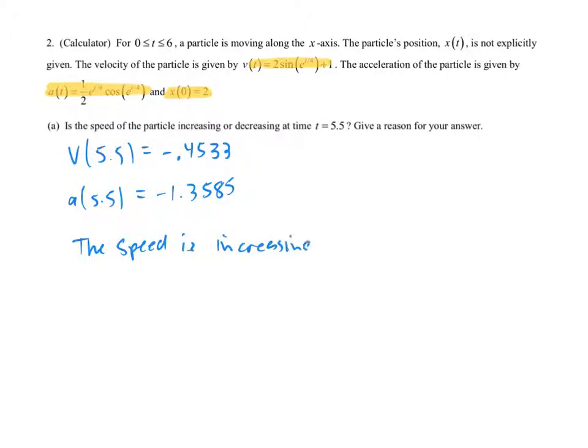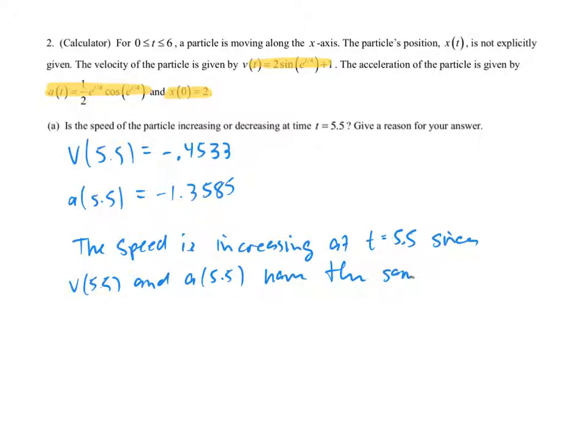So I will say the speed is increasing at t is equal to 5.5, since my reason is because v of 5.5 and a of 5.5 have the same signs. Okay, so make sure you not only say that it's increasing or decreasing, but you also give your reason. And I think it's also important that you give these two values as well from your calculator. So make sure that you write those down on your paper as well whenever answering a question like this.